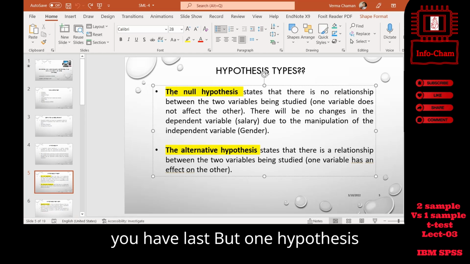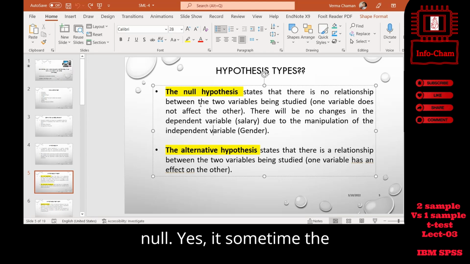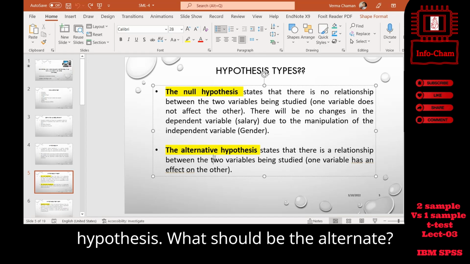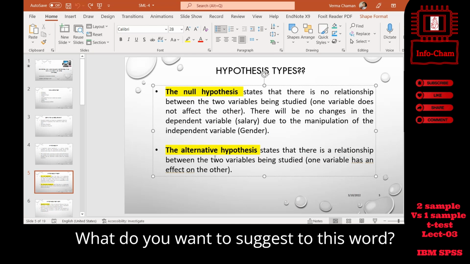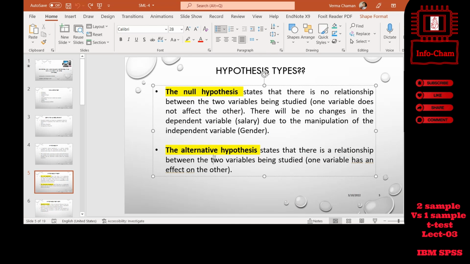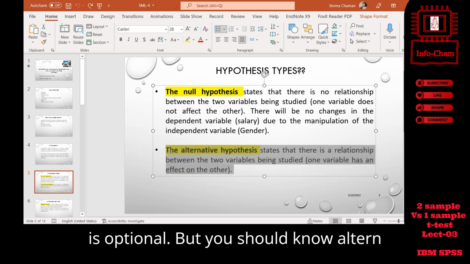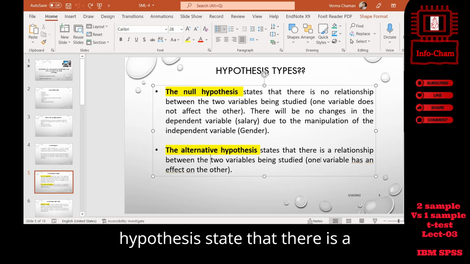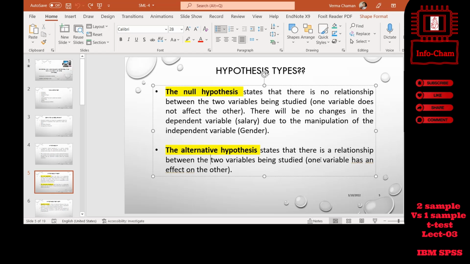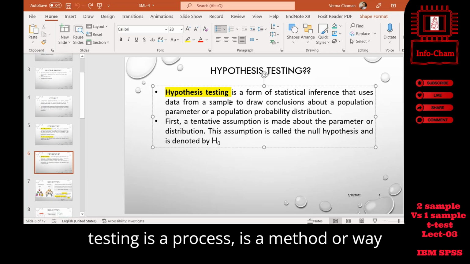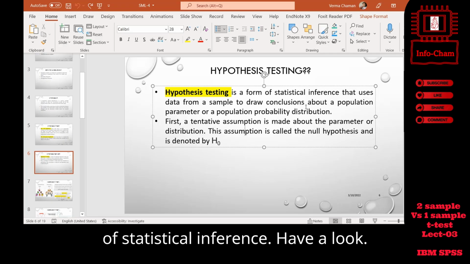But one hypothesis statement is most important. This one is the null. Sometimes the expert or scientist can tell you, please give your alternate hypothesis. What should the alternate be? What do you want to suggest in this case, based on this one? So it is possible, but it is not mandatory, it is optional. But you should know the alternate hypothesis states that there is a relationship between the two variables being studied, right? Okay, so is it clear to you? So hypothesis testing is a process, a method or way of statistical inference. Have a look.